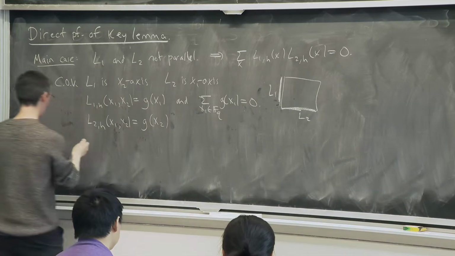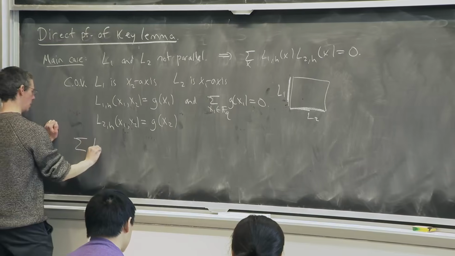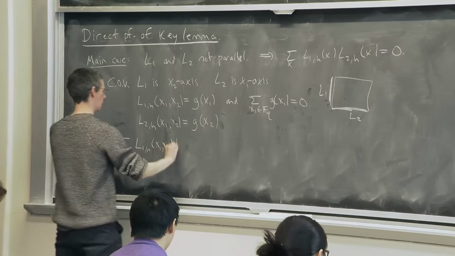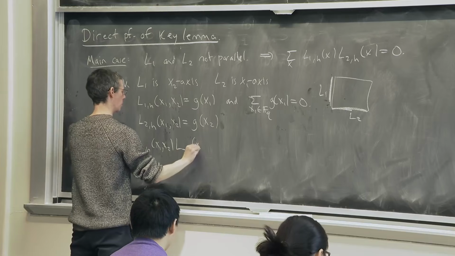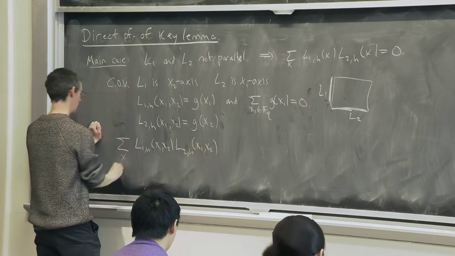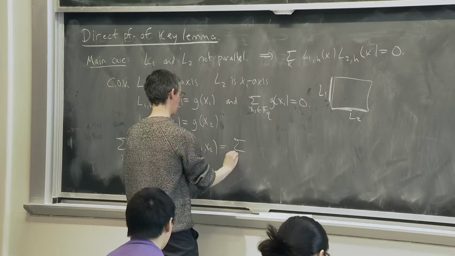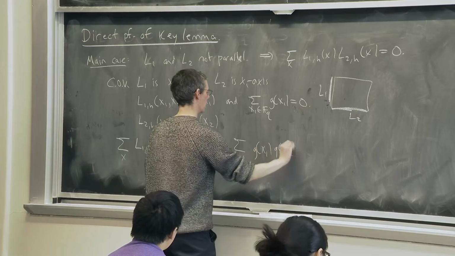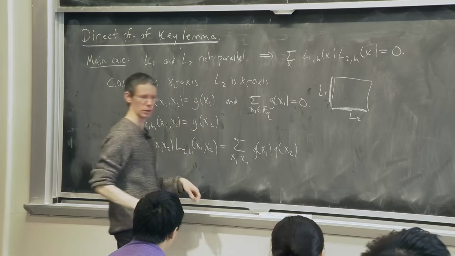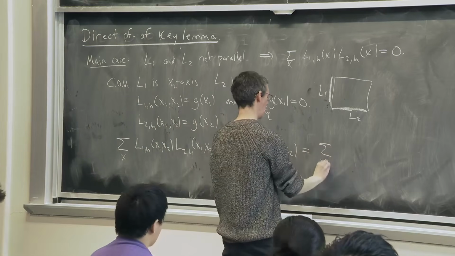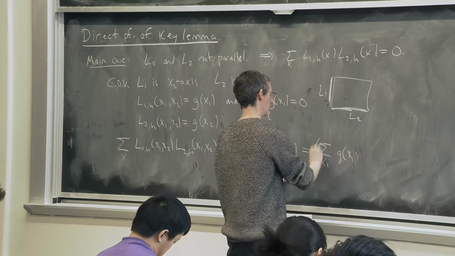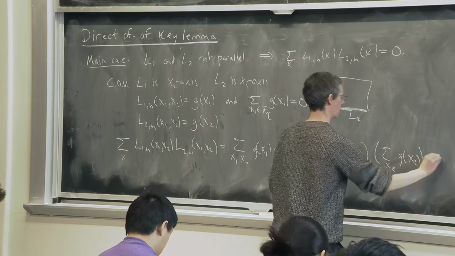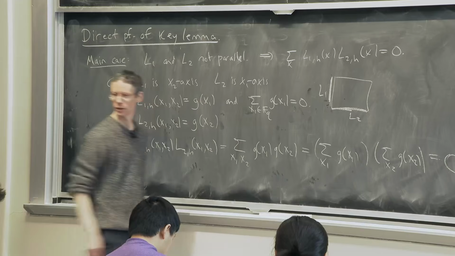OK, so now when we sum L1h of x1, x2, L2h of x1, x2, well, it's the sum over x1, x2 of g of x1, g of x2. And now we can just break up this sum. So it's the sum on x1 of g of x1 times the sum on x2 of g of x2. That's 0 times 0. So.